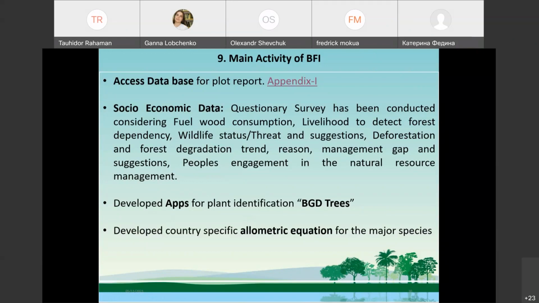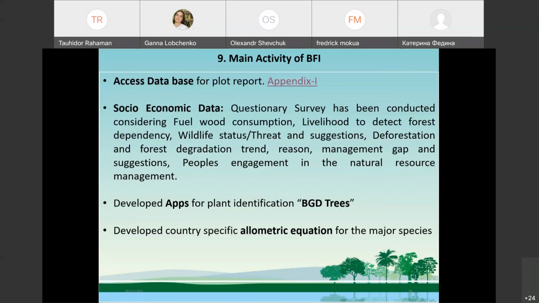And then another important activity was socio-economic data. So the questionnaire survey has been conducted considering fuel consumption rate, livelihood to detect forest dependency, wildlife status, and suggestions, their trade and suggestion, deforestation and forest degradation trend, reasons for that deforestation and degradation, management gap, and suggestion, and people's engagement in natural resource management, their opportunity, gap, and suggestion.